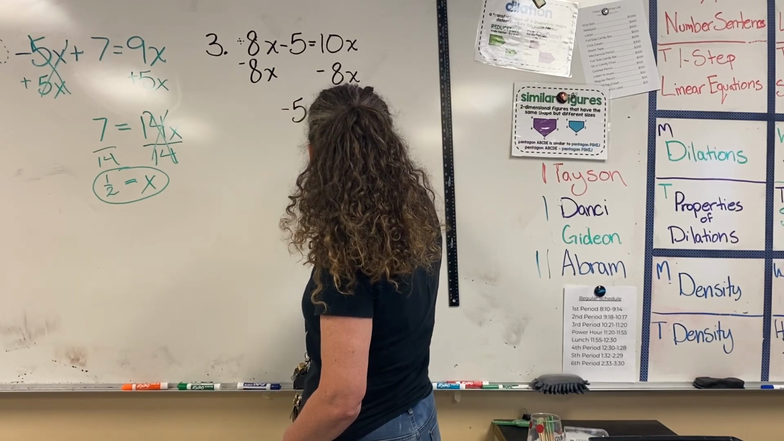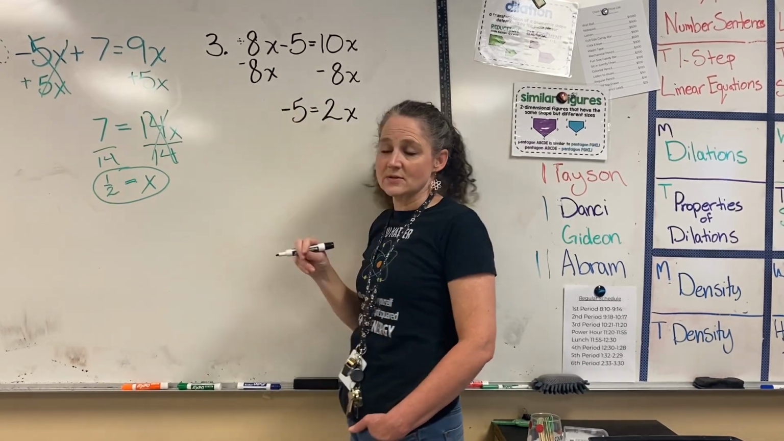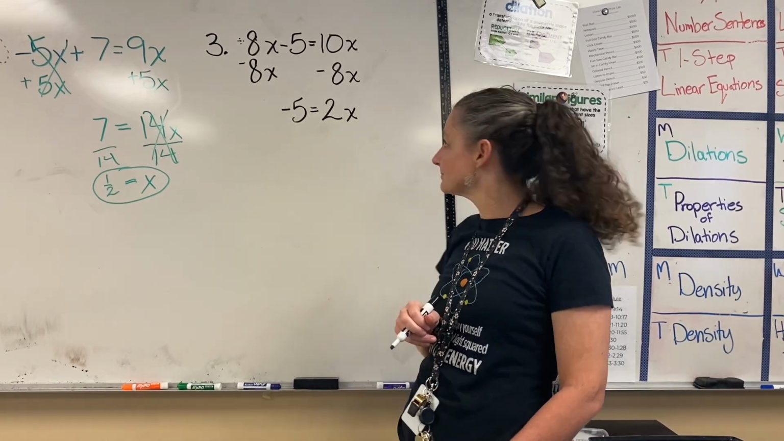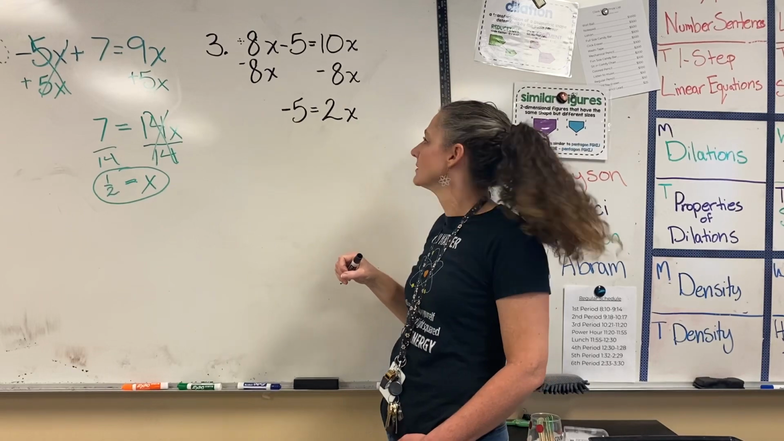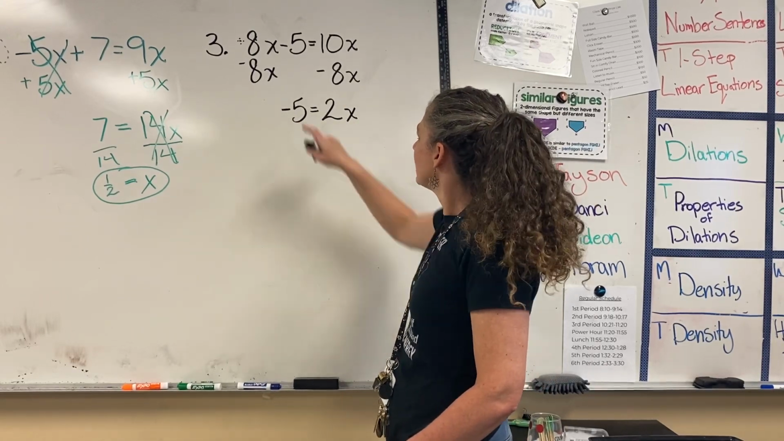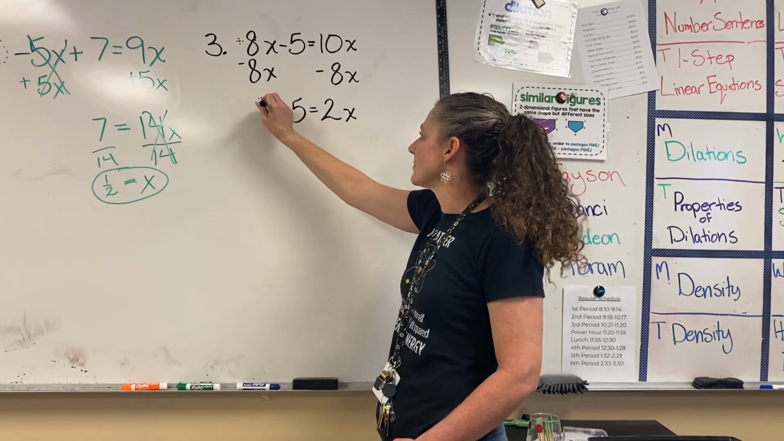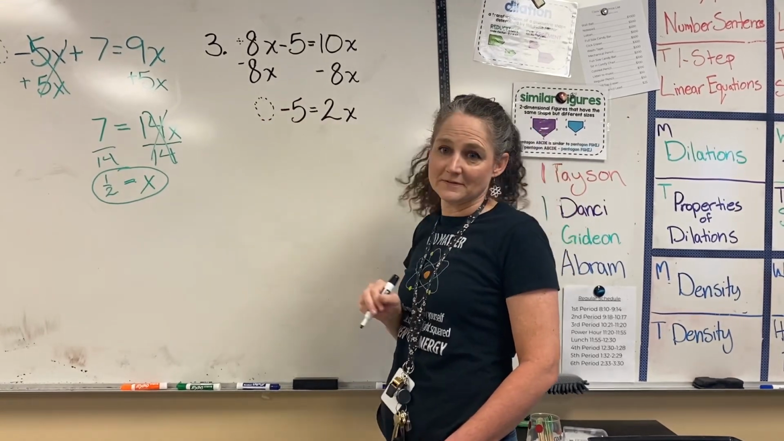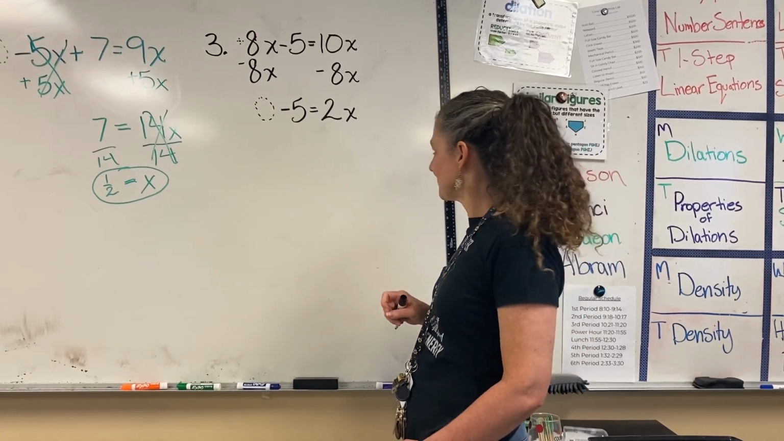Oh shoot, I tried to get rid of all the negative ones. So you guys haven't learned negatives, but that's okay. We'll teach you a little bit right now. We have 8x minus 5. The minus comes down, and now we have 0 minus 5, which makes it negative 5.